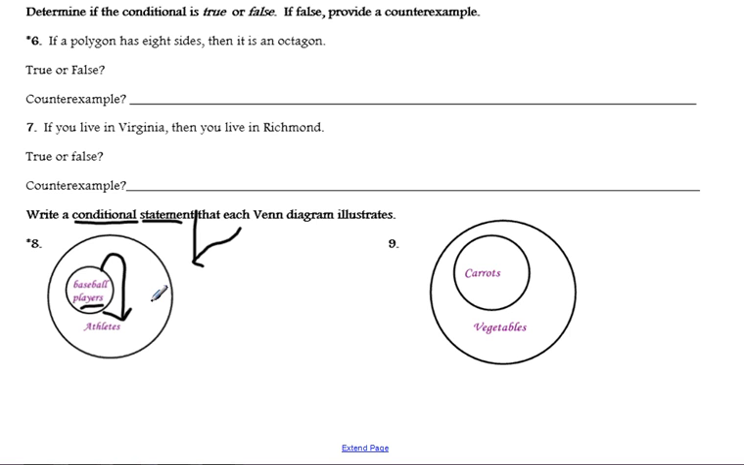Because can you prove that false? It just makes sense. If you're a baseball player, then you're an athlete. Definition of an athlete is someone that plays sports. A baseball player is someone that plays sports. So that would be the most sensible conditional statement for this Venn diagram.